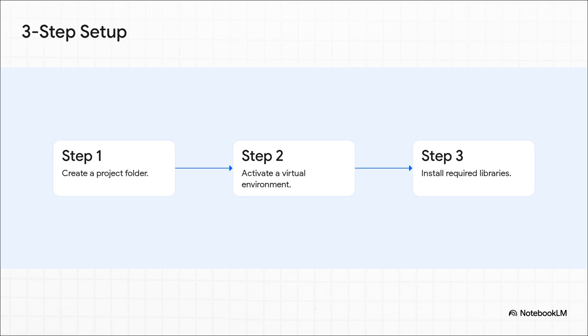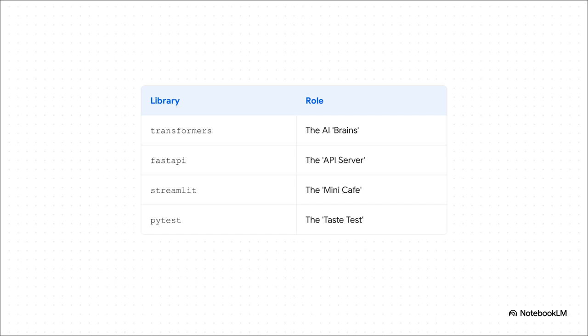Just think of this as a totally clean, separate kitchen for our project. That way, our ingredients don't get mixed up with other stuff we're cooking. And third, we install our libraries. These are our specialized kitchen gadgets and our high-quality ingredients. Now, this is where the restaurant idea really comes to life.